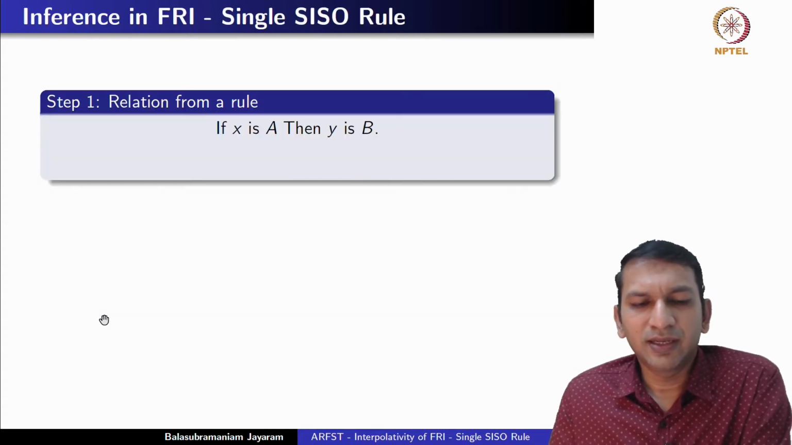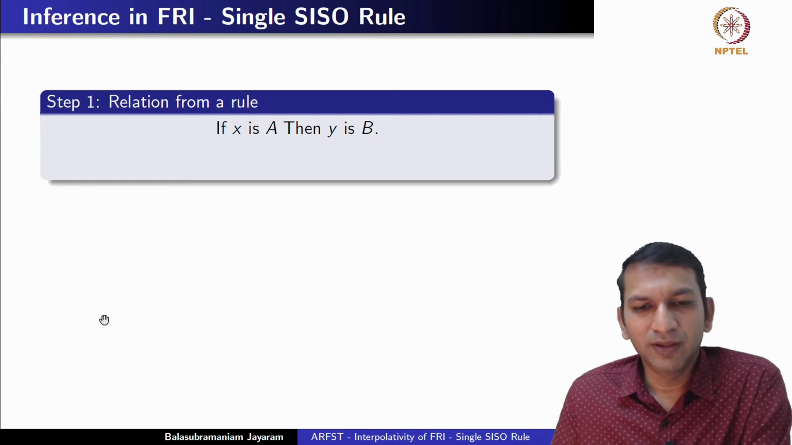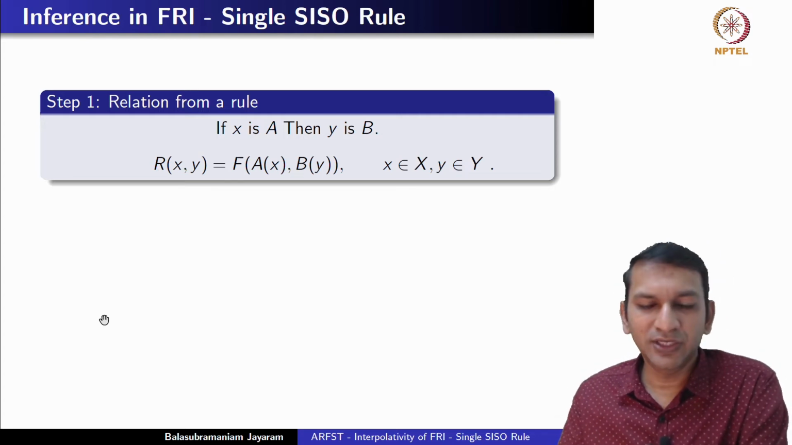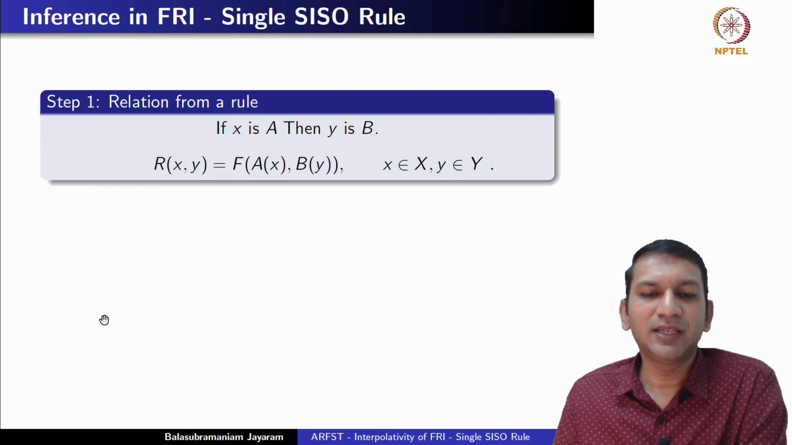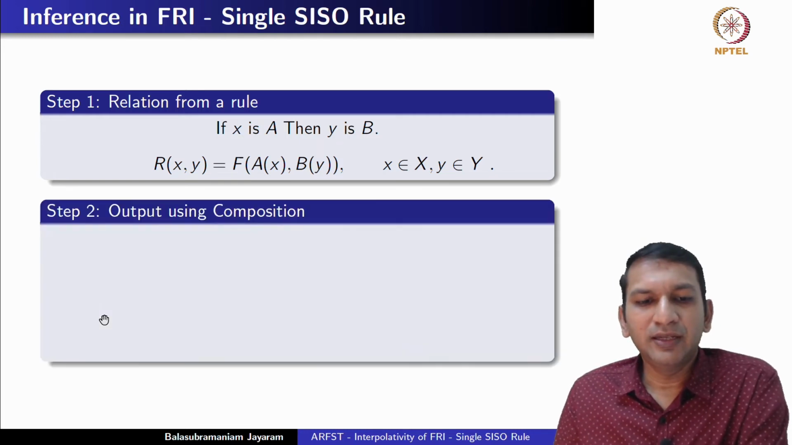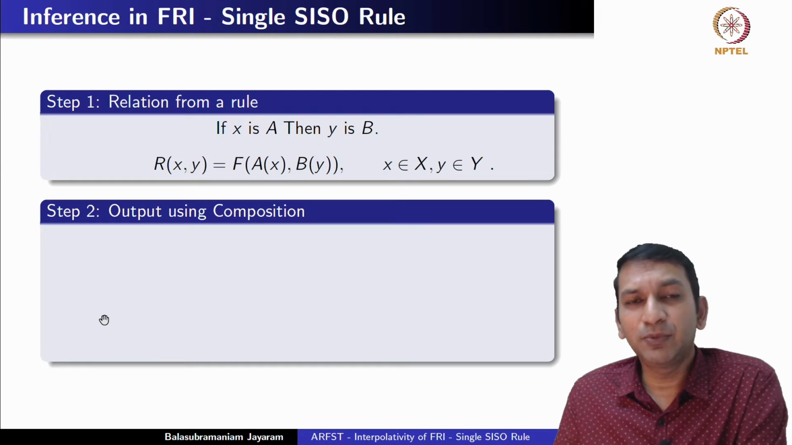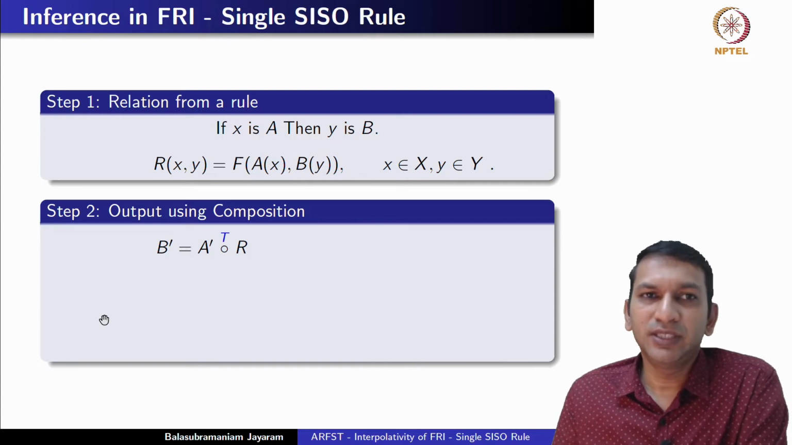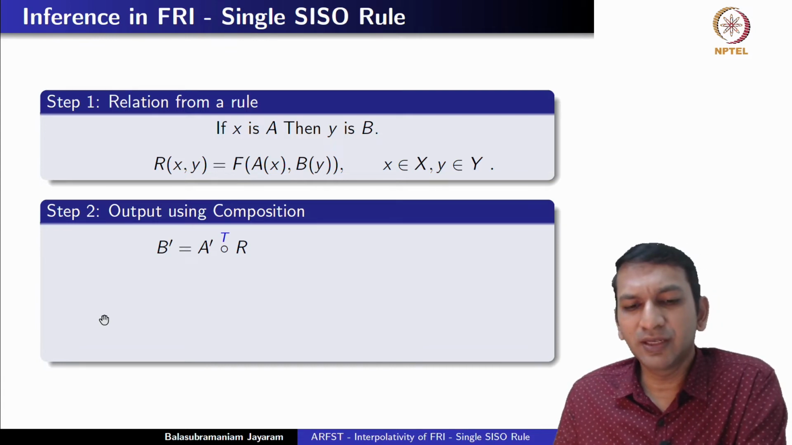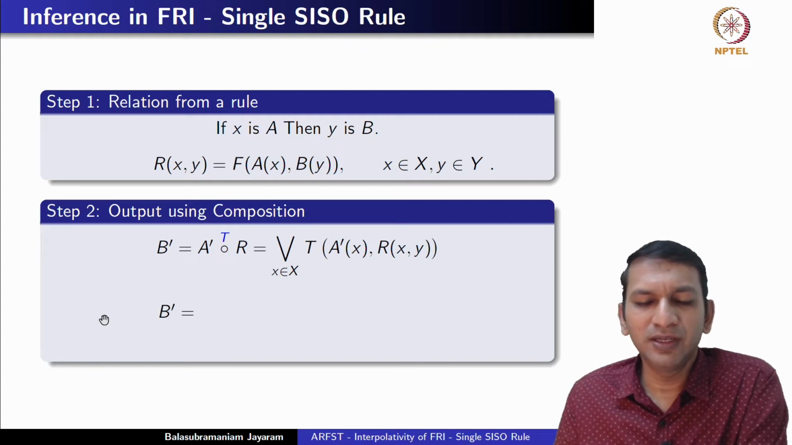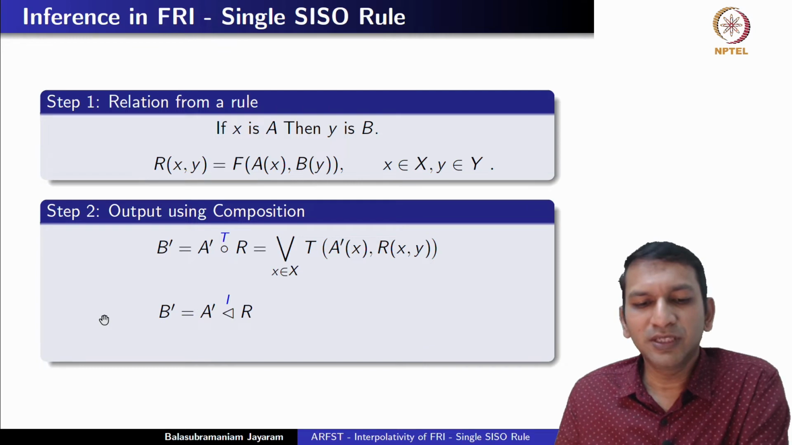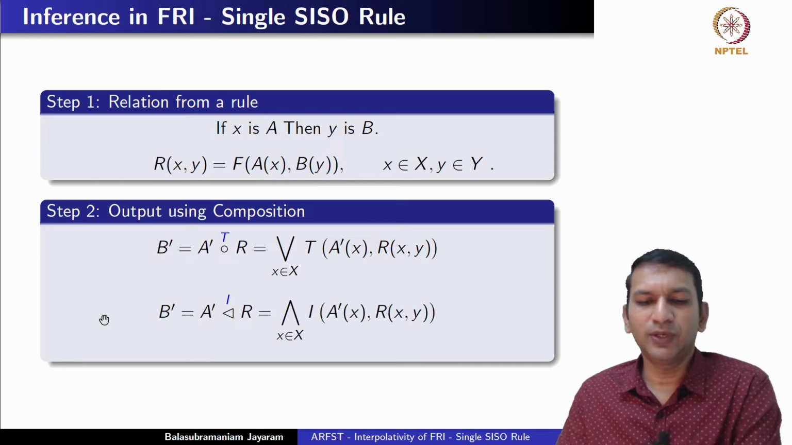Note that in the case of an FRI with a single SISO rule, we have just this rule that if x is A then y is B. We use an operation f to obtain the relation R from X cross Y to [0,1] as f of A(x), B(y), and the output for a given input A dash is obtained by composing it with this R. So you could use the CRI, the compositional rule of inference, where we use the sup-T composition. This is how the final formula looks. Or we could also use the BKS inference, which is essentially using the BKS product, the Bandler-Kohout subproduct composition, where I is an implication, and this is how it looks.